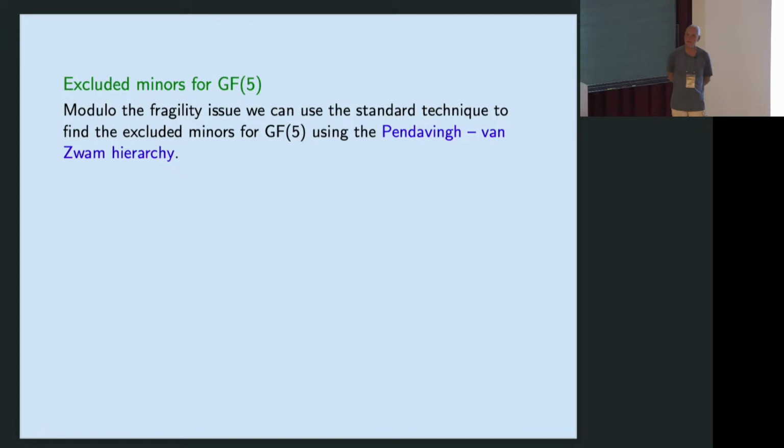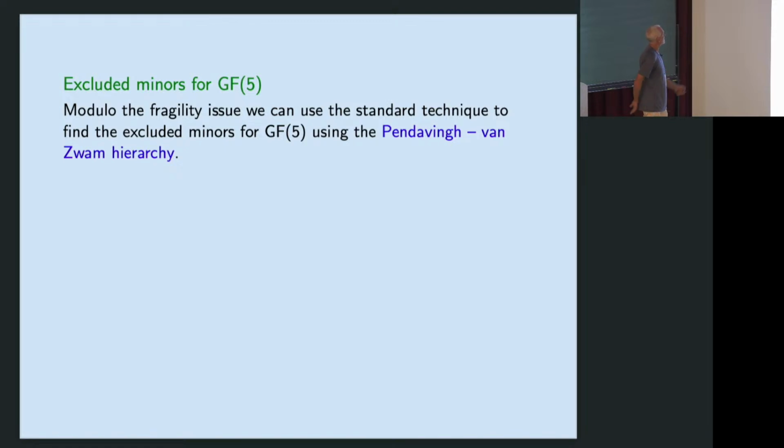And by the way, this technique I'm talking about is just not going to work for most classes of representable matroids. You can just show it's a technique that only goes so far. But it actually does work for GF5. If we had the computational power, we could make it go for GF5.